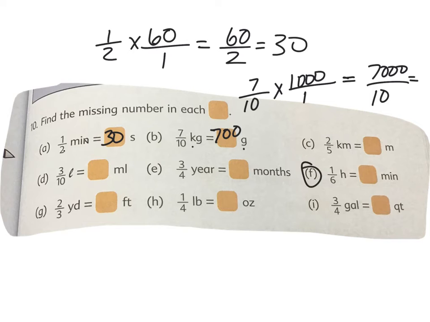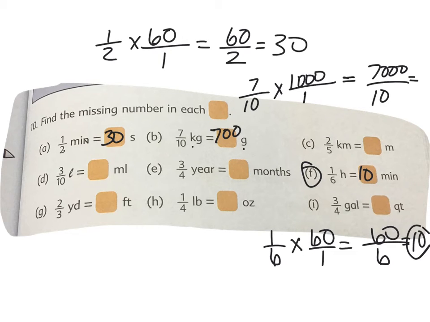Let's do F. 1/6 of an hour equals how many minutes? So I'm going to be multiplying 1/6 times how many minutes? 60. And that's going to be over 1. 1 times 60 is 60. 6 times 1, 6. Divide, 10. 10 minutes.